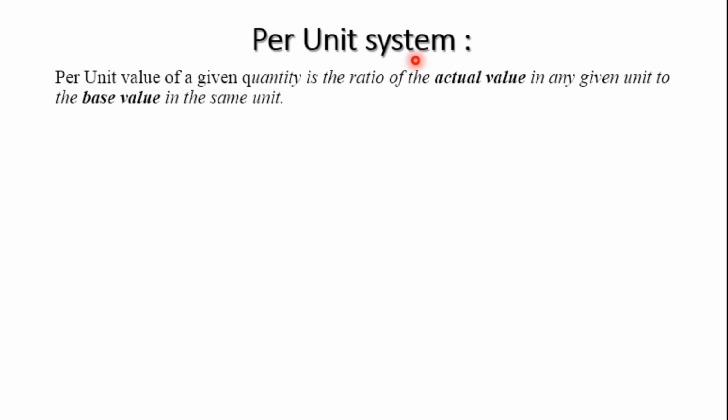So what do we mean by this per unit system? The per unit value of a given quantity is the ratio of the actual value, which is the value prescribed by the user, to the base value in the same unit.